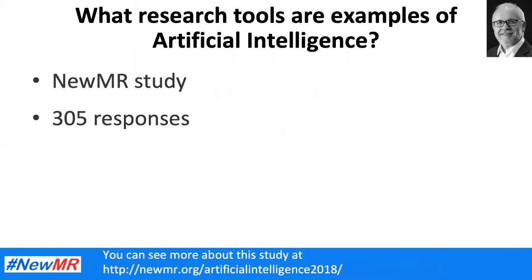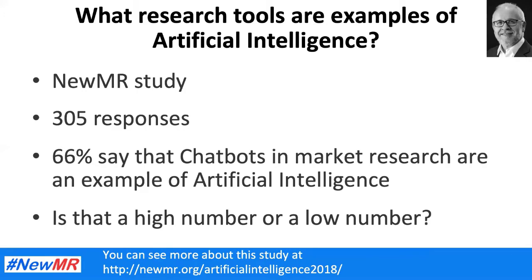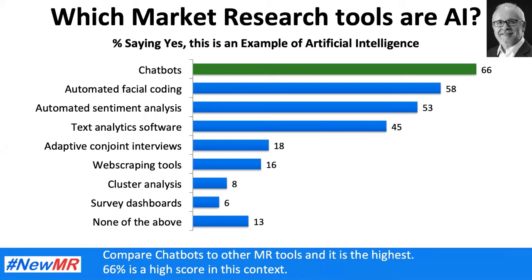So let's take those points and think about how we're going to use them. NewMR did a study recently looking at artificial intelligence. We had 305 responses, and one of the things that we found was that 66% of the people we spoke to said that chatbots in market research are an example of artificial intelligence. So that raised the question, is that a high number or is that a low number? So let's see what we found from the data.